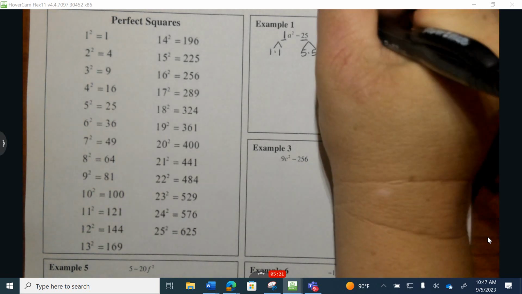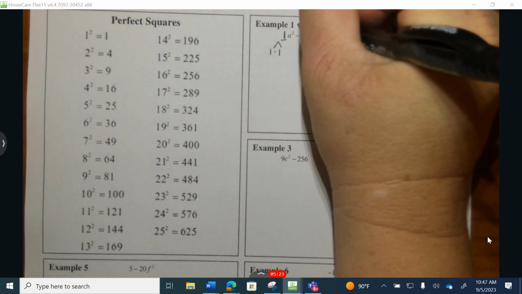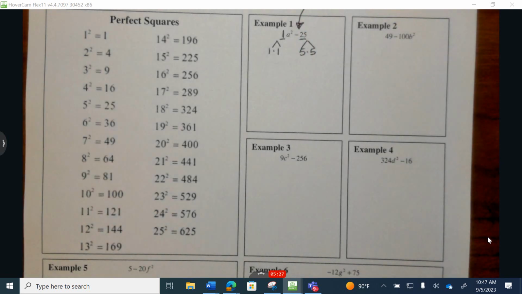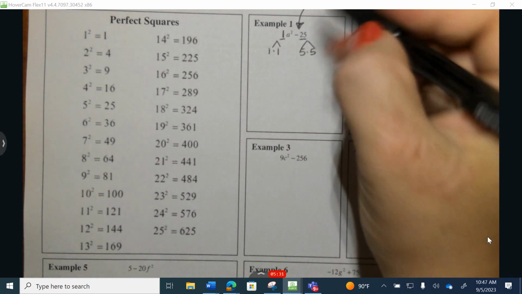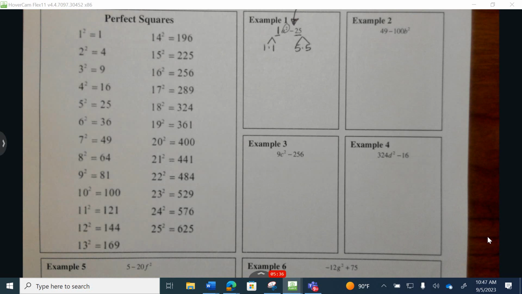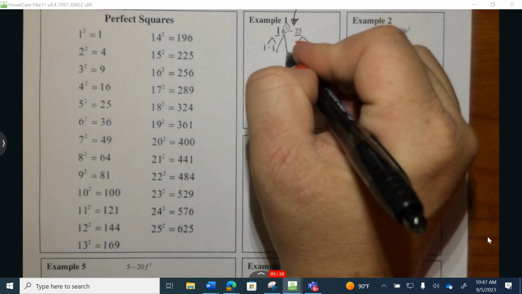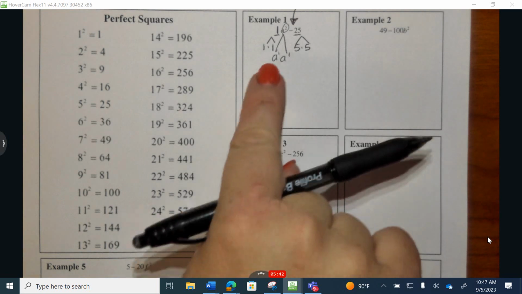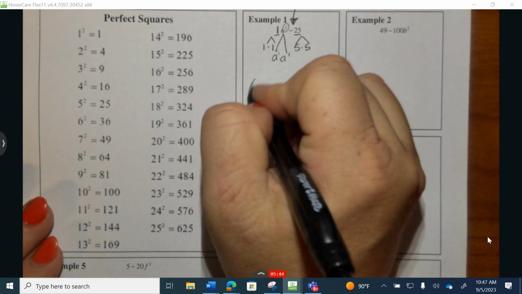Now, in order for us to do this difference of squares, we have to have subtraction on the inside. So subtraction needs to be in between. What do we do with this a? We're going to take whatever the exponent is, and it has to be divisible by 2. So I'm going to divide it by 2. I'm going to equally break it apart. 2 divided by 2 is 1. So each one of those is a to the first.